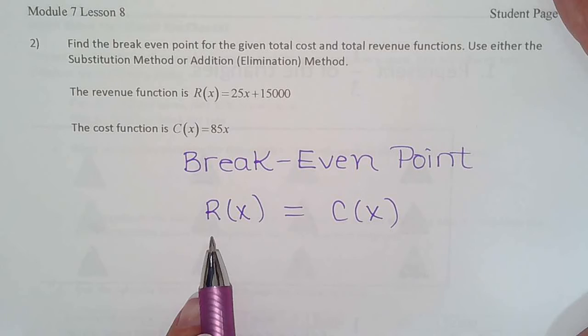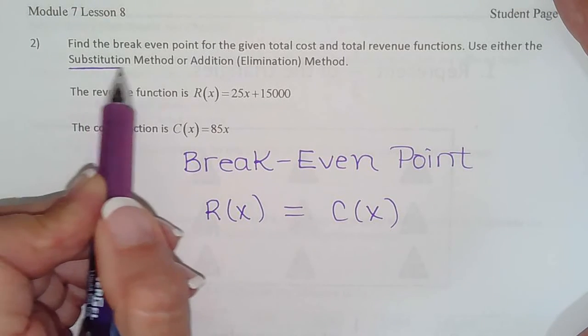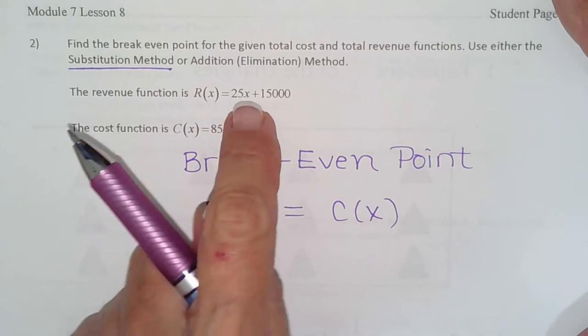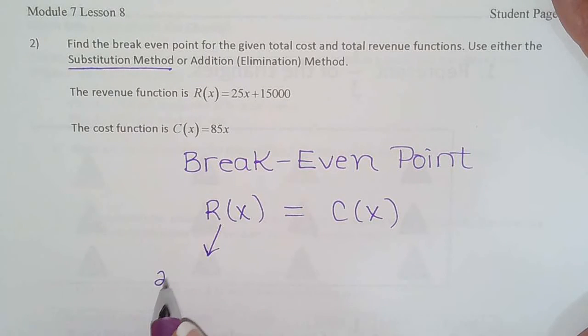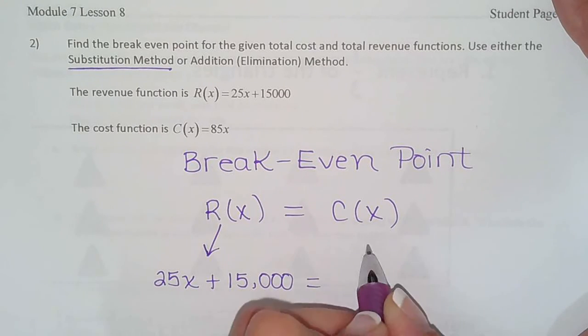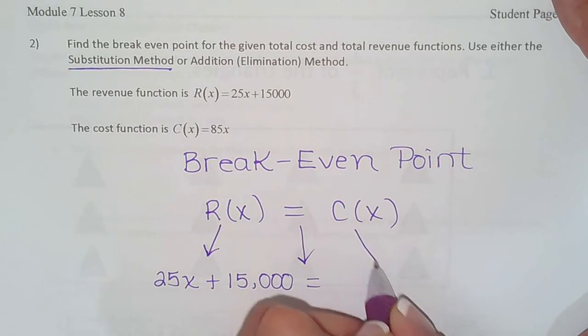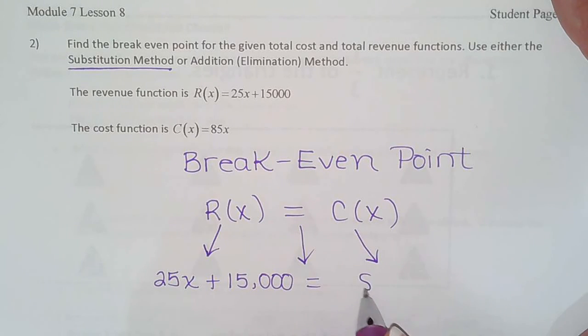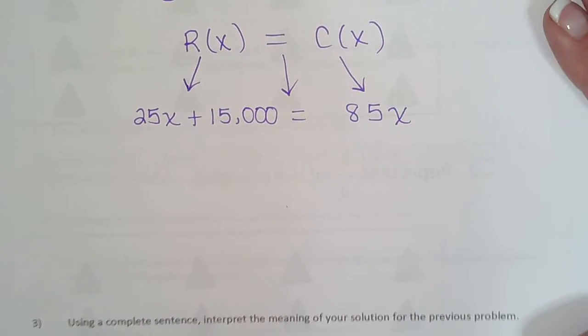So we will use the substitution method, I think, because R of x is 25x plus 15,000. And bring down your equal sign. In place of C of x, we're going to substitute the cost function, which is 85x. And then we just have a simple little algebra equation to solve.